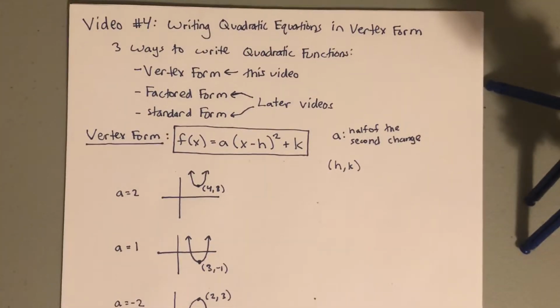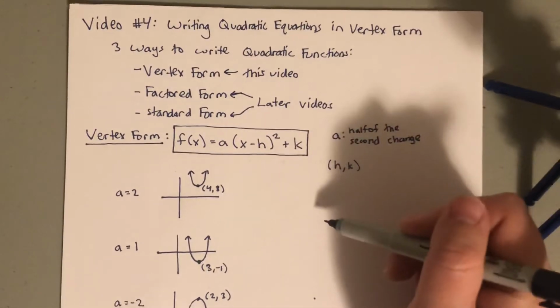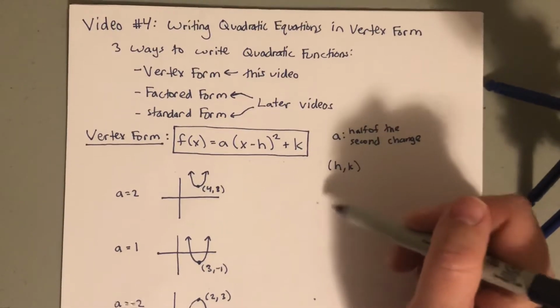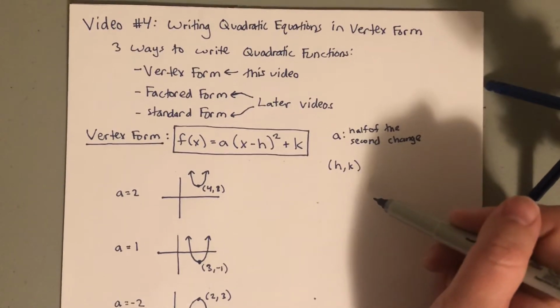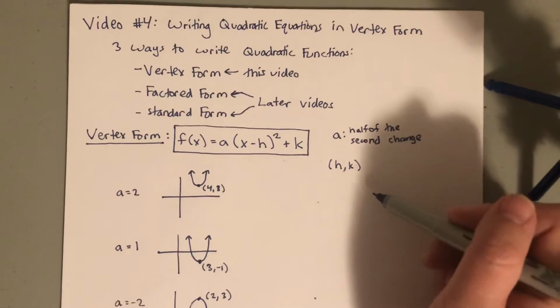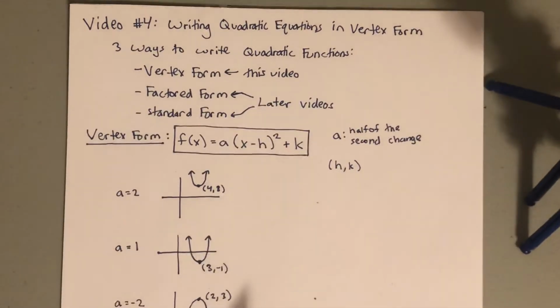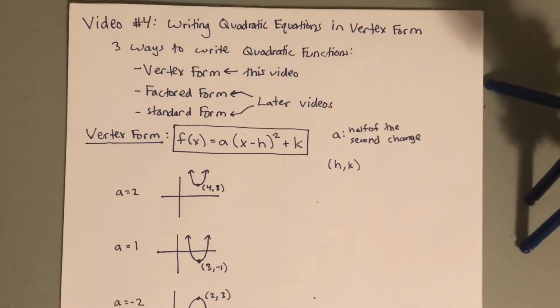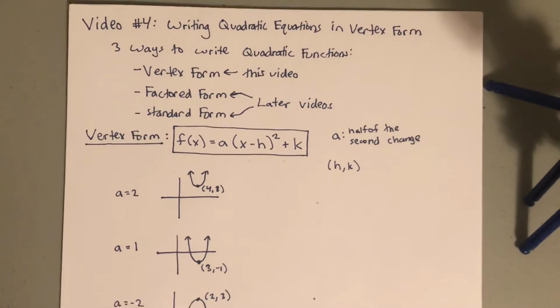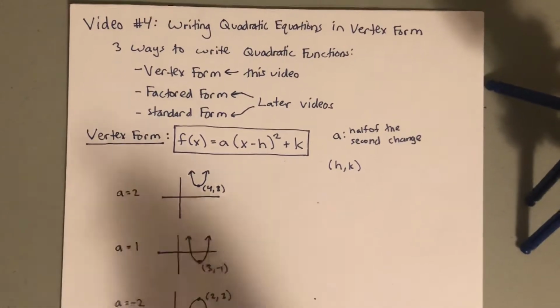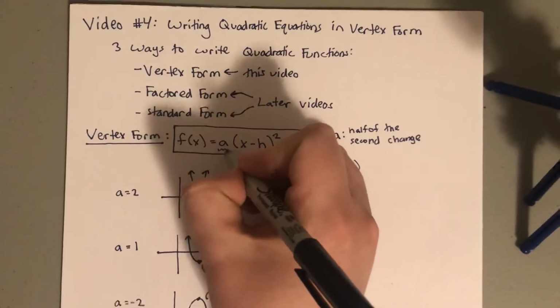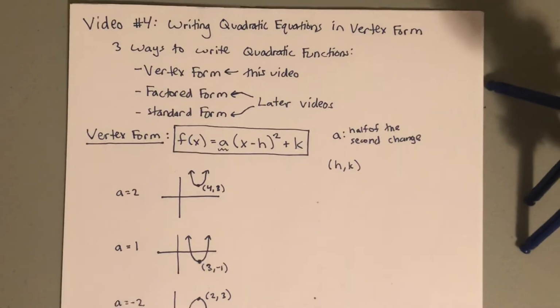So remember in the first video, we found the first change, like, oh, it's not constant, must not be linear. Then we found the change of the changes. Whatever that number was, you take half of that, and that's the a value. We're going to practice doing that in a later video also, but for right now, I'm just going to give the a value so you don't have to worry about finding it. And that's what you would plug in for this number right there, the a.